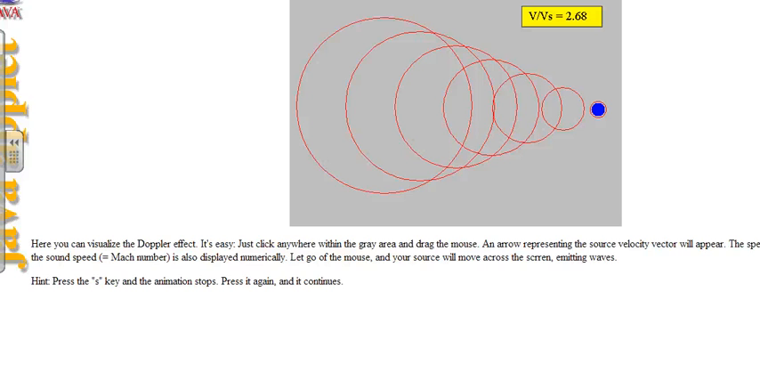So in the next video, I'll show you a quick example of how to solve a problem using the Doppler effect.